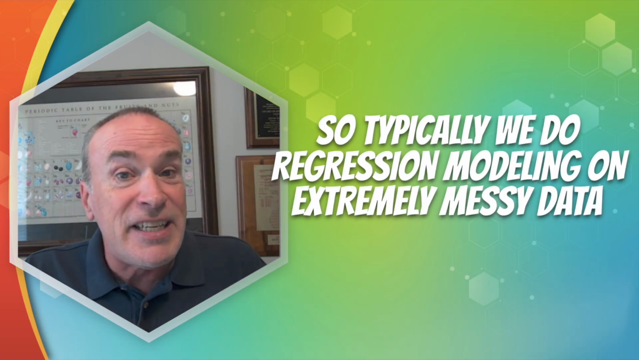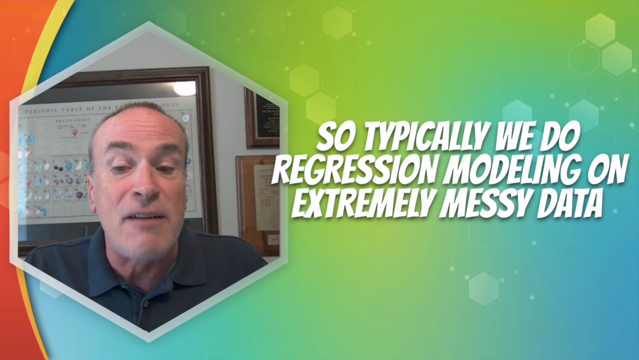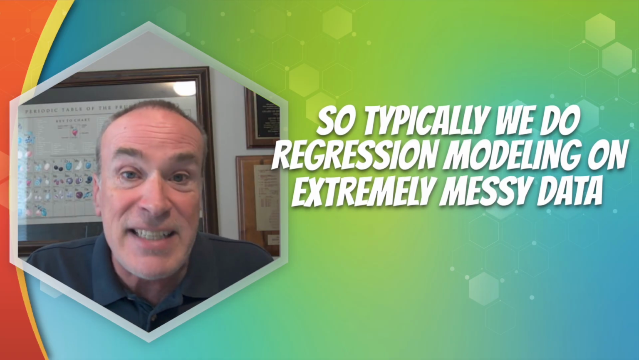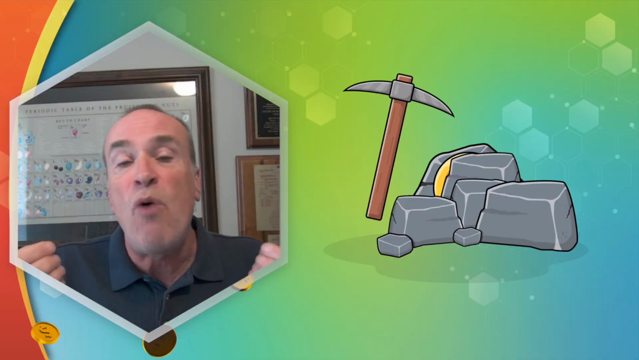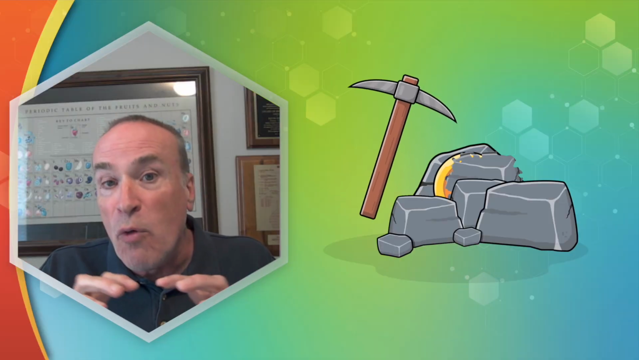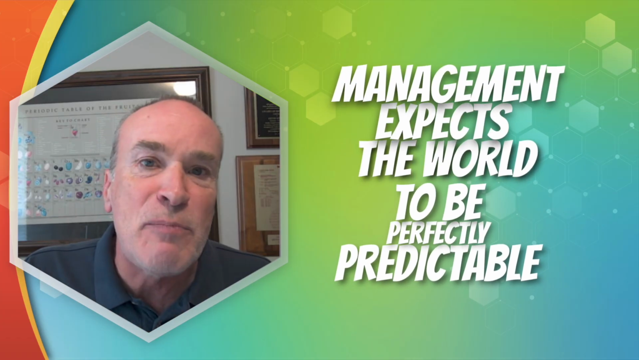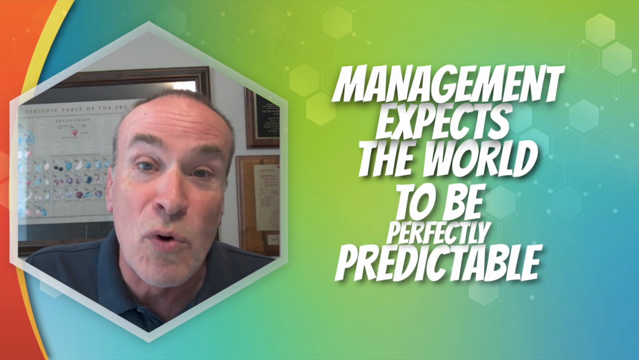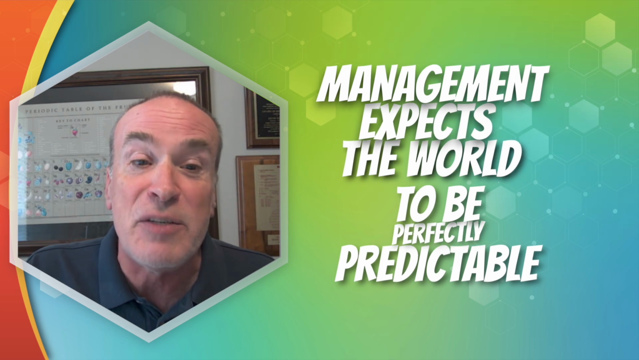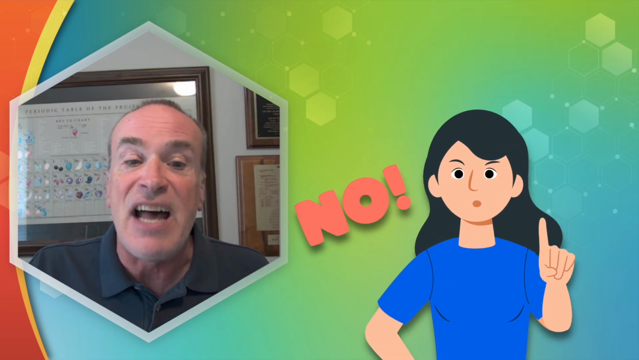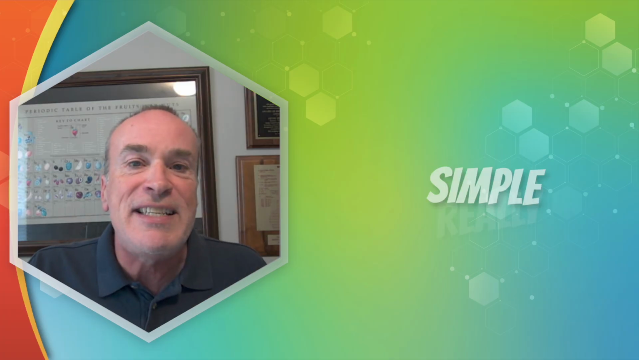So typically, we do regression modeling on extremely messy data. We have to reprogram our minds. We are panning for gold. We are not walking into a mine where the walls are coated with gold. That just doesn't happen in the real world. But our management expects the world to be perfectly predictable. It simply is not. Let me give you a really simple example.